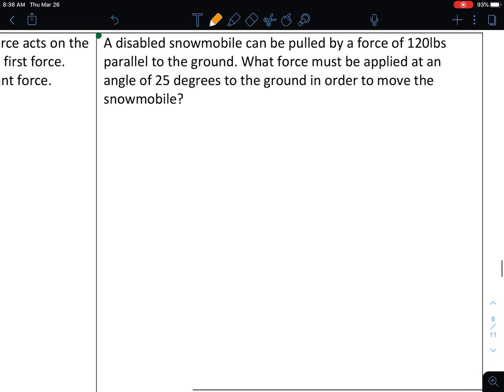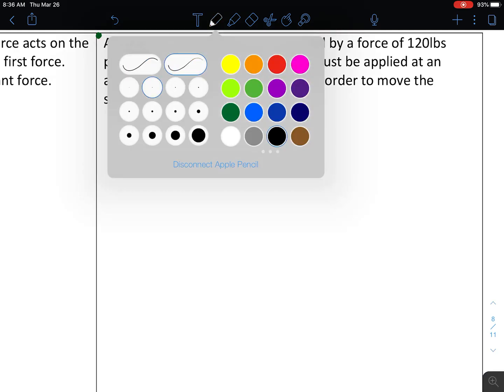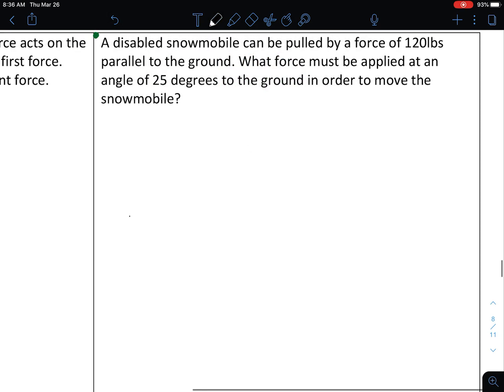All right, let's go look at another one. All right, so this one here, just trying to give some different types of problems. We have a disabled snowmobile, and it can be pulled by a force of 120 pounds that's parallel to the ground. I want to know what force, or what's the magnitude of the force that needs to be applied at an angle 25 degrees to the ground to move this snowmobile.